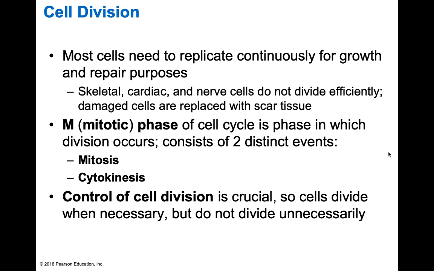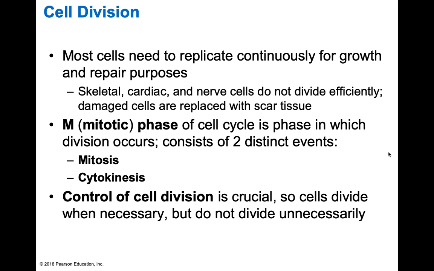It just depends on the adaptation that you're looking at. We also have control of cellular division, because it is important: when you have uncontrolled growth of cells, it's called cancer. So it's really crucial to control when cells are going to divide.